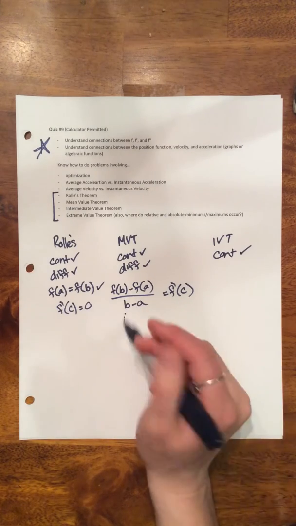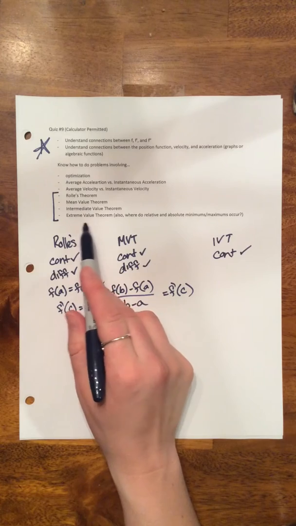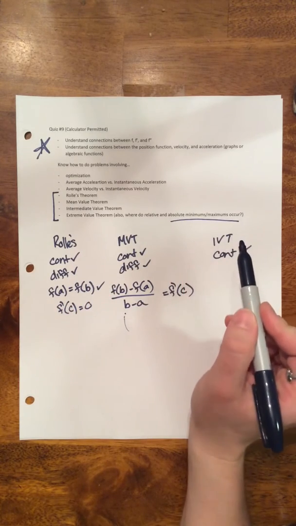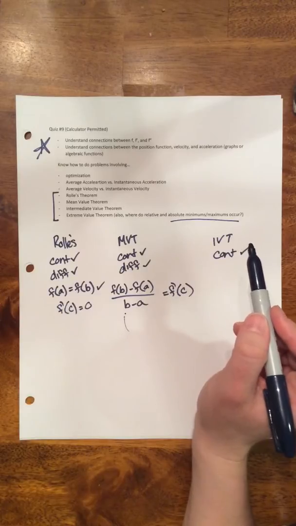Extreme value theorem. This one, you don't actually have to know the name of it as much as where absolute mins and absolute maximums can happen. So absolute mins and absolute maxes can happen, remember, on endpoints.